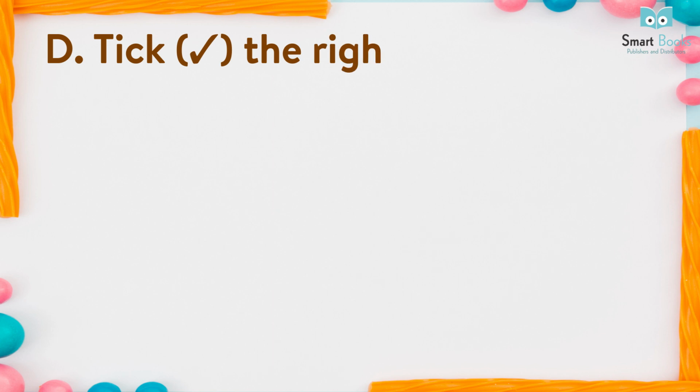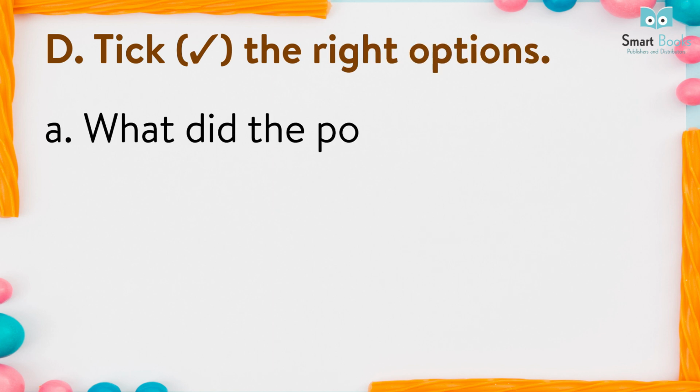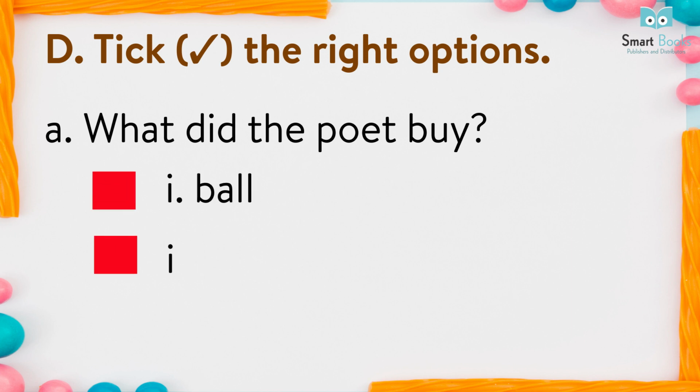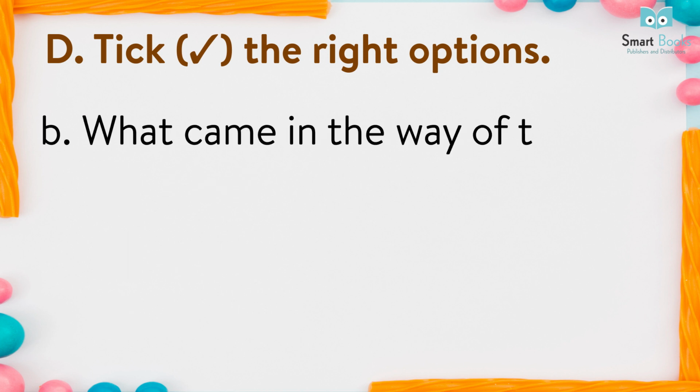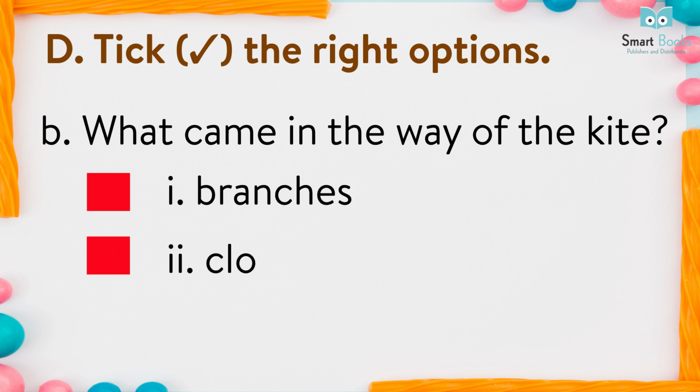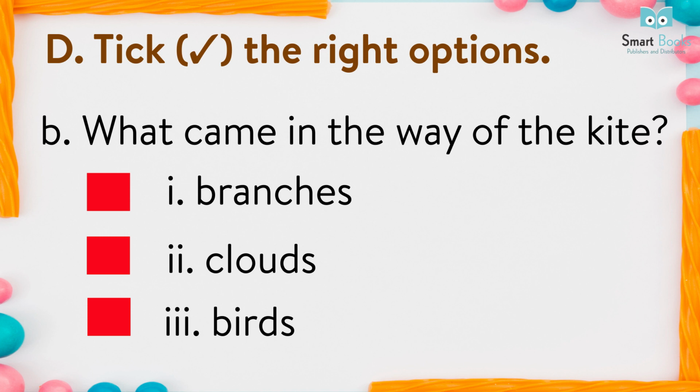Tick the right options. A. What did the poet buy? 1. Ball. 2. Kite. 3. Book. Answer: 2. Kite. B. What came in the way of the kite? 1. Branches. 2. Clouds. 3. Birds. Answer: 1. Branches.